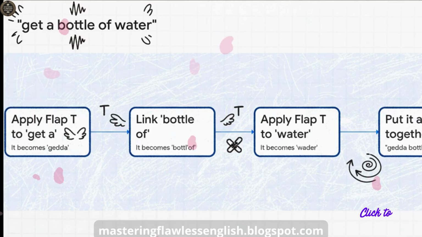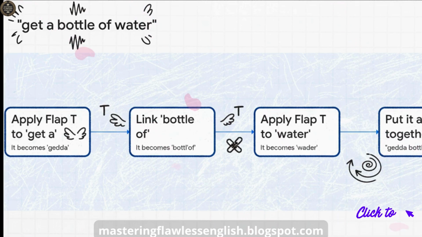Okay, first, the T in "get a" is between vowels, so it flaps. It becomes "getta." Then we use linking for "bottle of" to get "bottle-of." Finally, the T in "water" also flaps, making it "wader." So you put it all together, and that written phrase becomes this spoken one. "Getta bottle of wader." Hear that? It just flows.